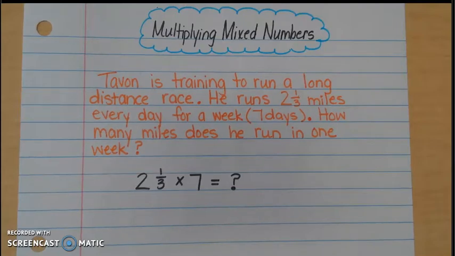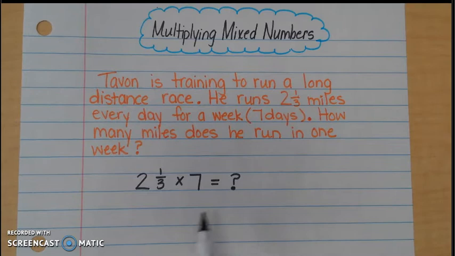In this video, you'll be shown how you can multiply mixed numbers. Let's take a look at the question. Tavon is training to run a long-distance race. He runs 2 1/3 miles every day for a week, 7 days. How many miles does he run in 1 week?